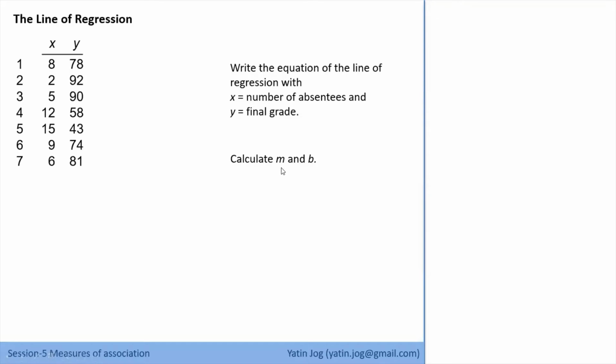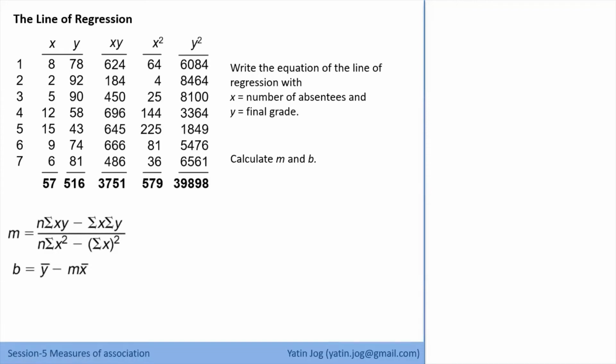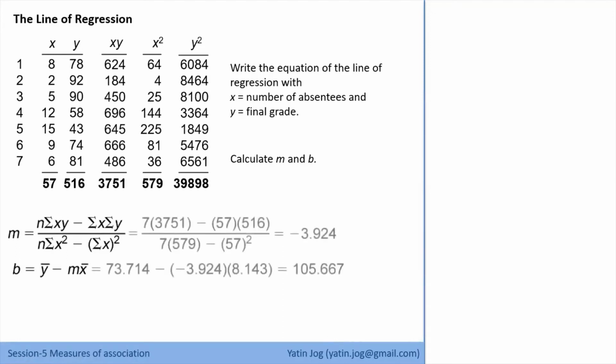So for that, first I have to calculate m, and then I have to calculate b. So I'll just calculate m and b using this formula. I'll show you how to calculate. You have to calculate the xy product, x square, y square, and all these things. Just substitute all these things, and what you get is minus 3.924, which is the value of m, and 105.667, which is the value of b.